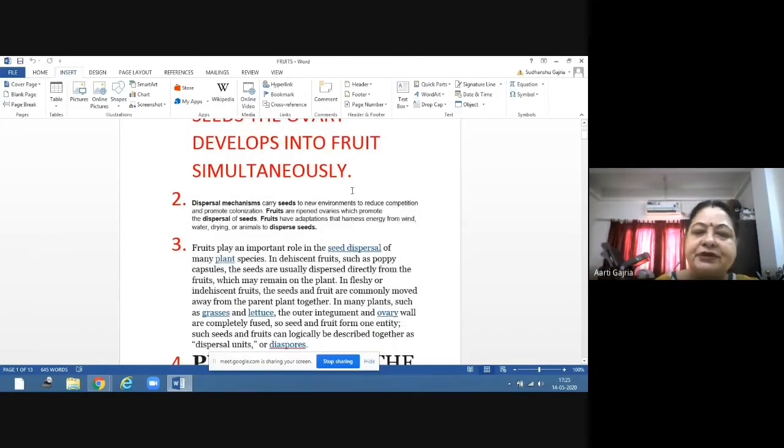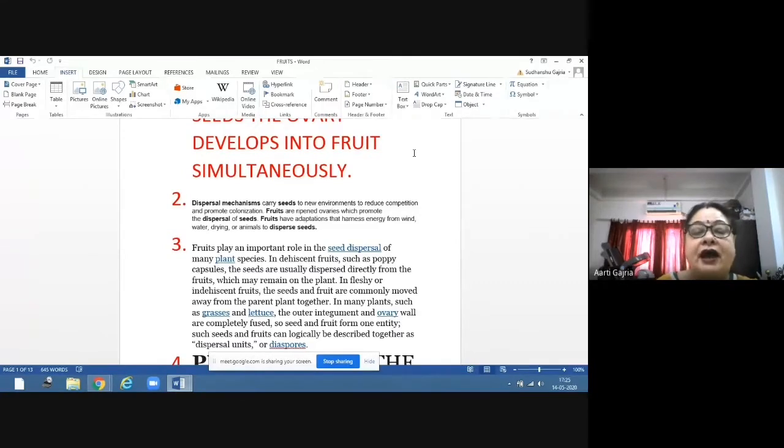Now, dispersal mechanism. What is dispersal mechanism? These seeds have to be dispersed to different areas. Then only they can grow, and this is the natural mechanism, natural phenomena which is happening in nature. The seeds fall down because the fruit is heavy, the fruit falls down, and the seeds grow on their own.